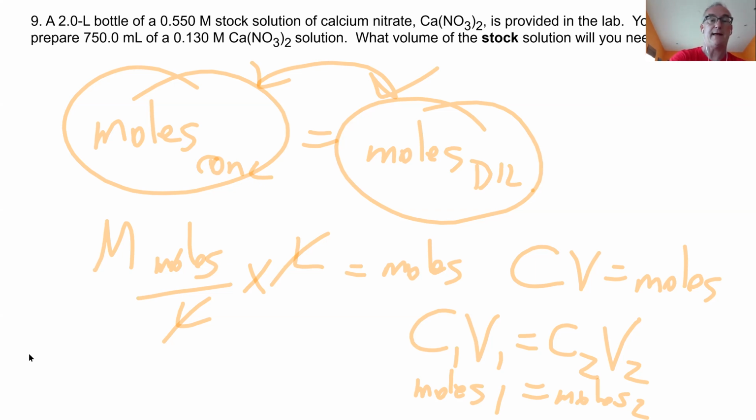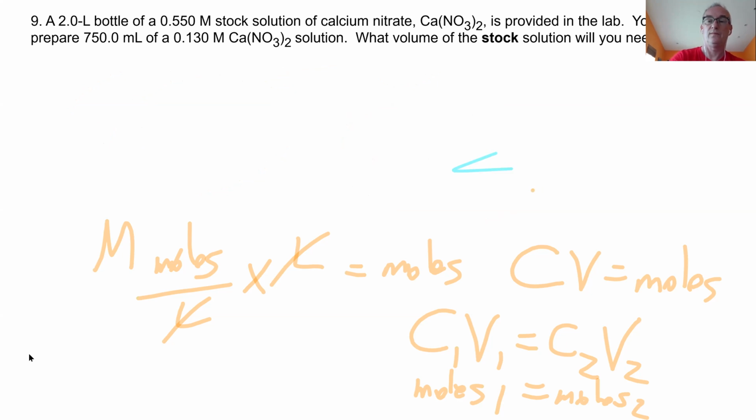How do we determine that? How many moles of calcium nitrate are in my dilute solution? How do we calculate that? Someone help me.